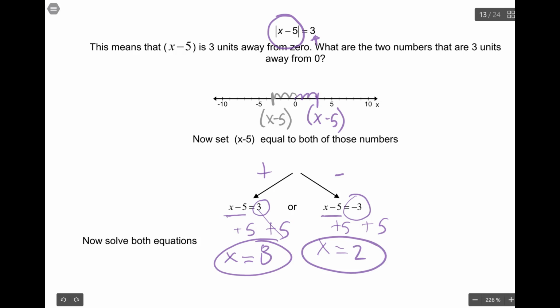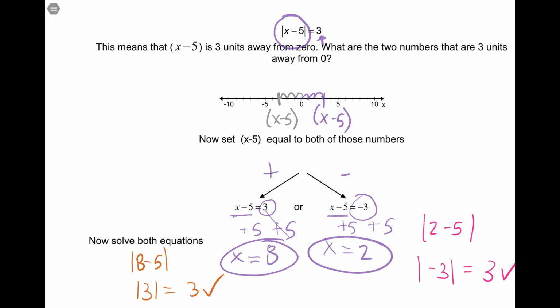The x is not going to equal 3 itself. But when I plug back into the equation, 8 minus 5, absolute value, that's the absolute value of 3, which equals 3. Cool. And if I check the other side, I have 2 minus 5, absolute value, so it's the absolute value of negative 3, which is 3 again. Check. So I plugged my two solutions back in and found this is what it equals.